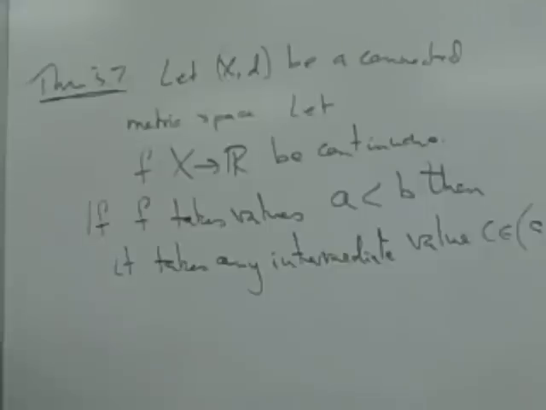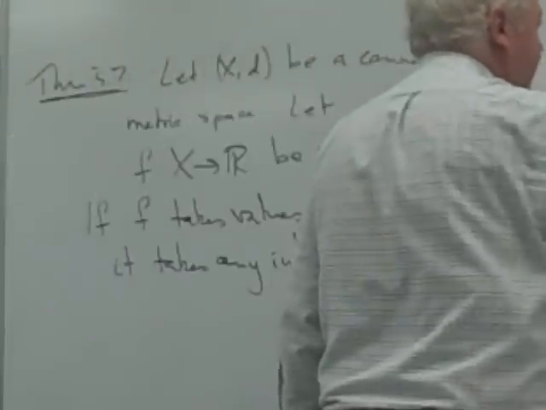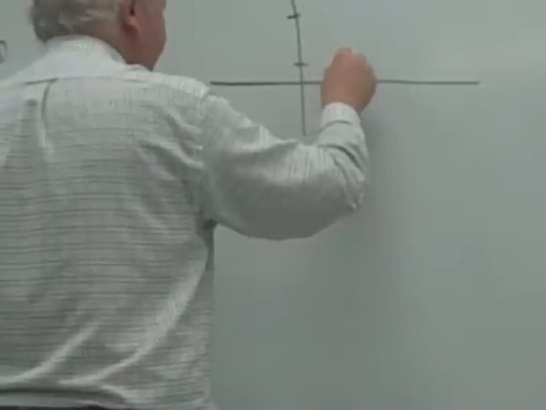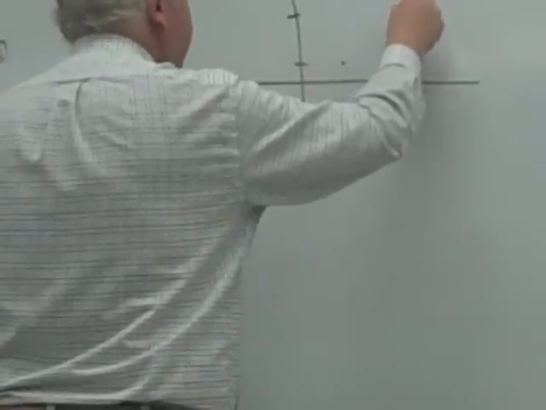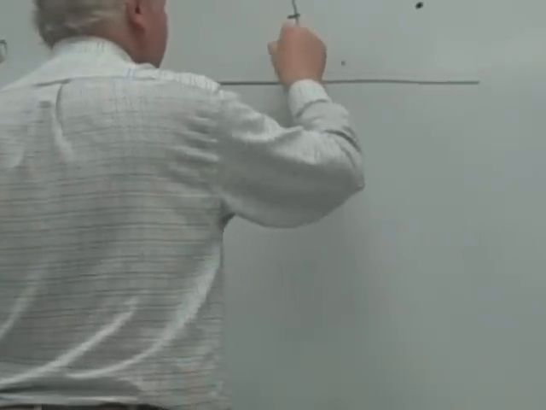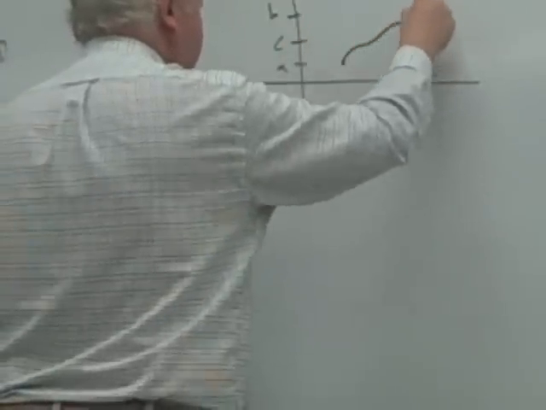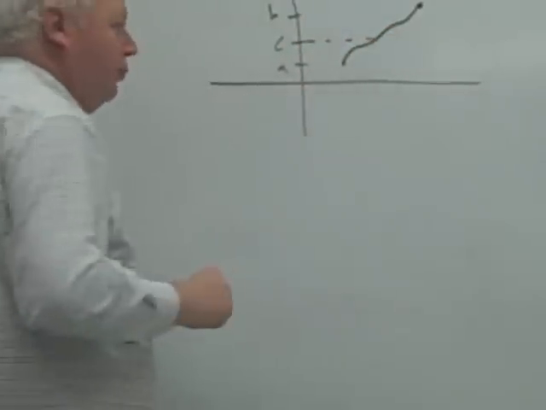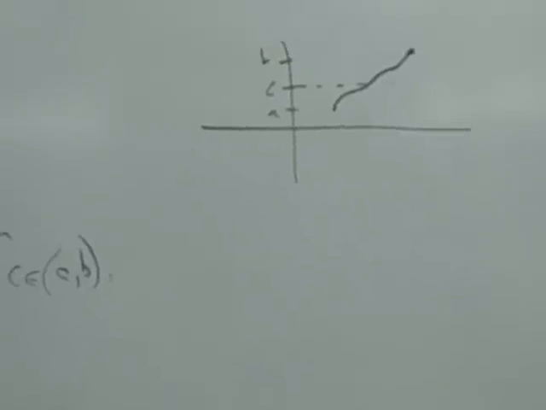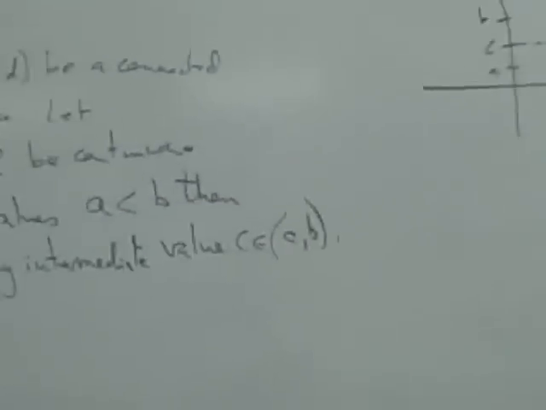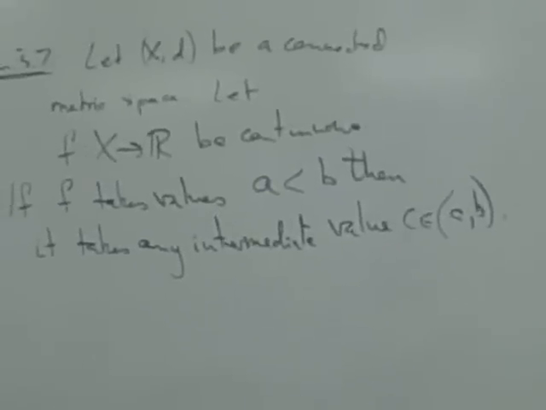So in the real line, the picture that goes along with this, if we have these two values somewhere, and we have a c in between, then somewhere the curve has to cross that line and take value c. But it works for a very general domain. Any connected metric space will do.